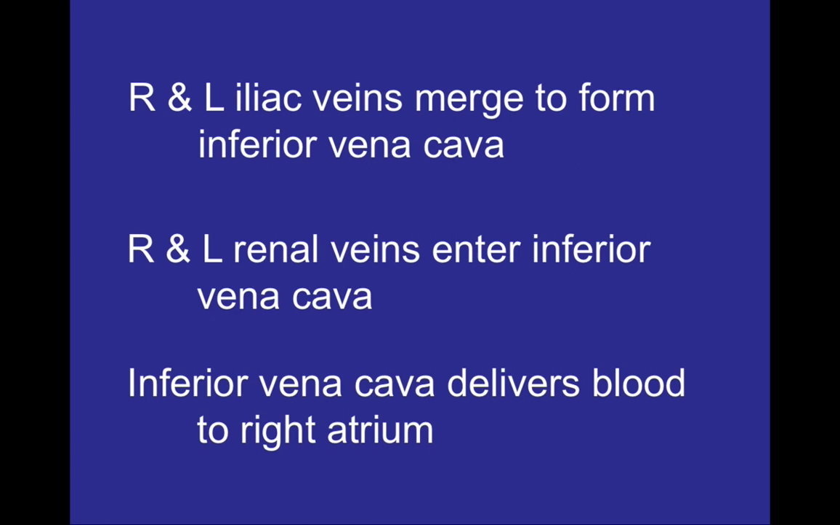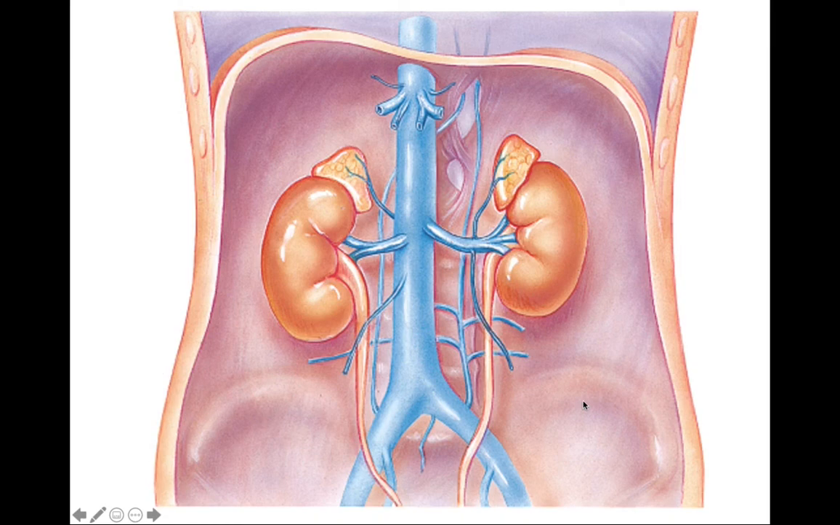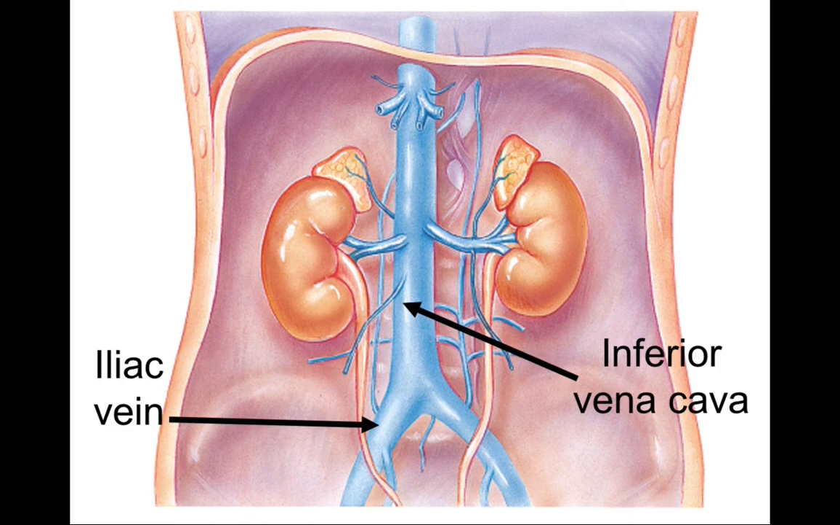And then the IVC will take blood back up to the right atrium, where all of our deoxygenated blood will eventually get pumped through the right side of the heart and back into the pulmonary circulation, where that blood can be re-oxygenated. On this slide, we can see our abdominal pelvic veins. We'll have our right and left iliac veins, which will eventually come together to form the inferior vena cava. And here you can see our two renal veins that will enter into the IVC as well, and then the inferior vena cava will take blood back up to the heart.